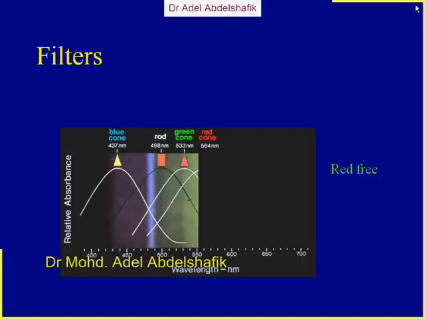What is the value when we are going to use the red free light? When we are going to use the green light of the slit lamp? To see what? Nerve fiber layer. Okay. The idea, if you get long waves, the long waves will penetrate tissues more. If you get short waves, short waves penetrate tissues less.